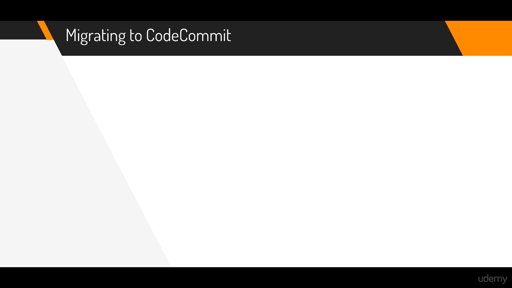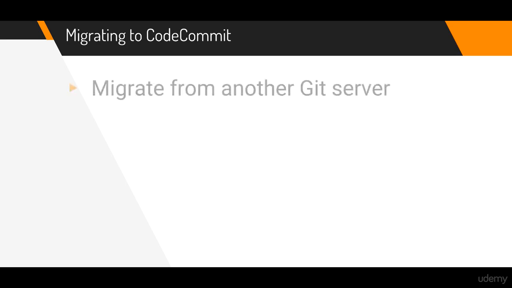So we have seen how to integrate with CodeCommit from both command line and from our IDE. And in this slide, we'll just talk over migrating to CodeCommit if you are using another server for your source control. The first case is that you are migrating from another Git server. So you are hosting your files on GitHub, for example, and you want to migrate this to CodeCommit.